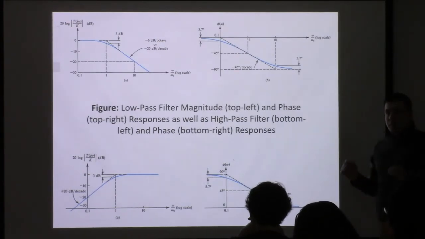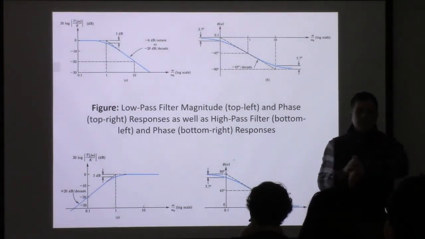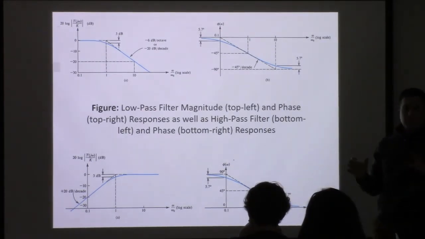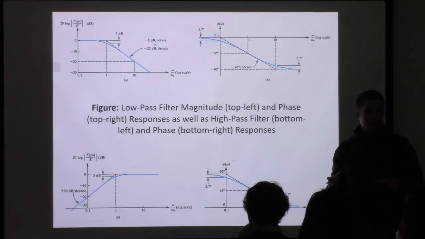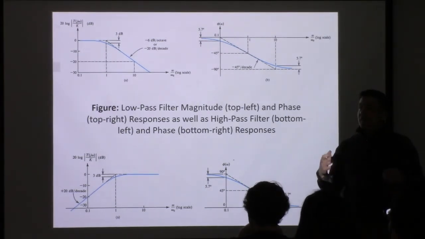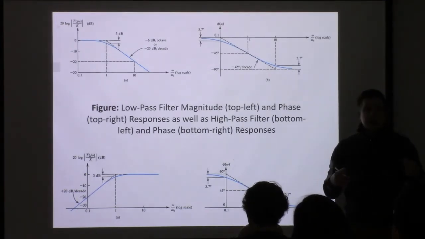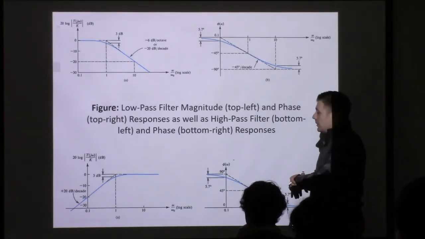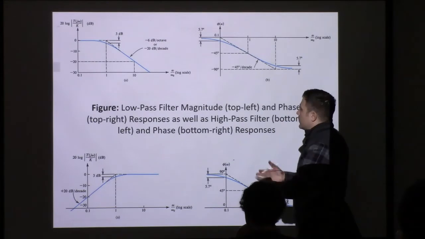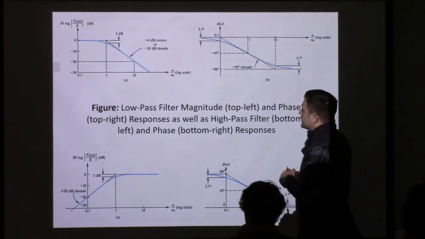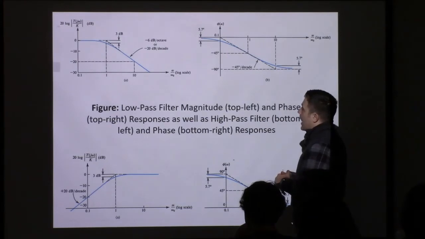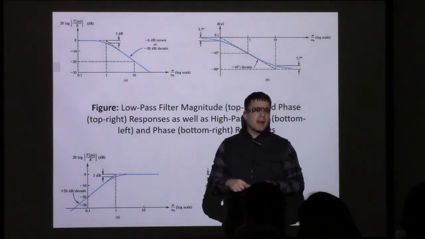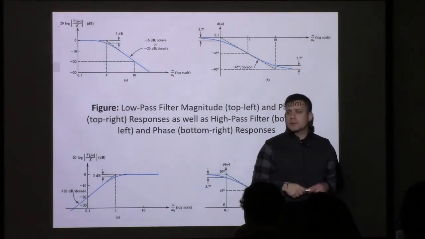I'm not expecting you to memorize these figures, okay? Going back to the philosophy behind this class, I don't think memorization is a huge part of what I'm trying to teach you. But if I give you these graphs, and let's say I ask a short answer question: what is the gain at 100 times the corner frequency for this low-pass filter? What's the answer?